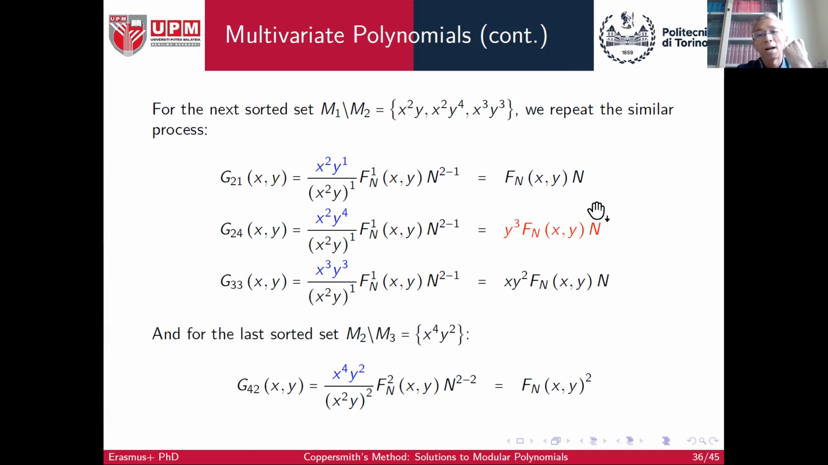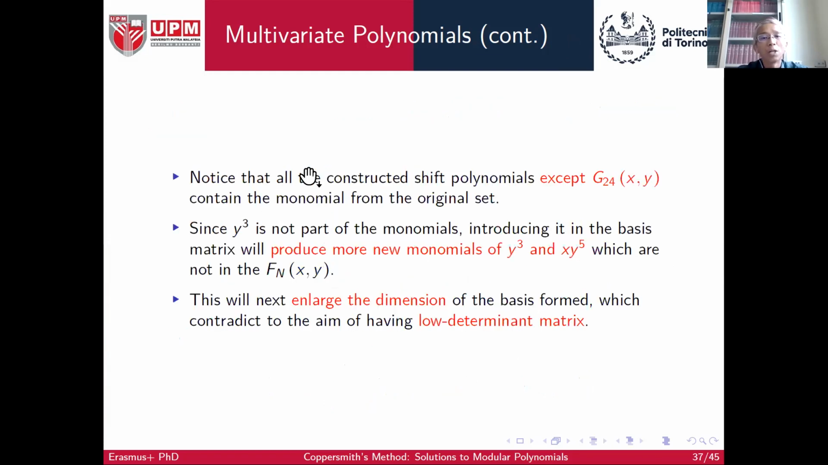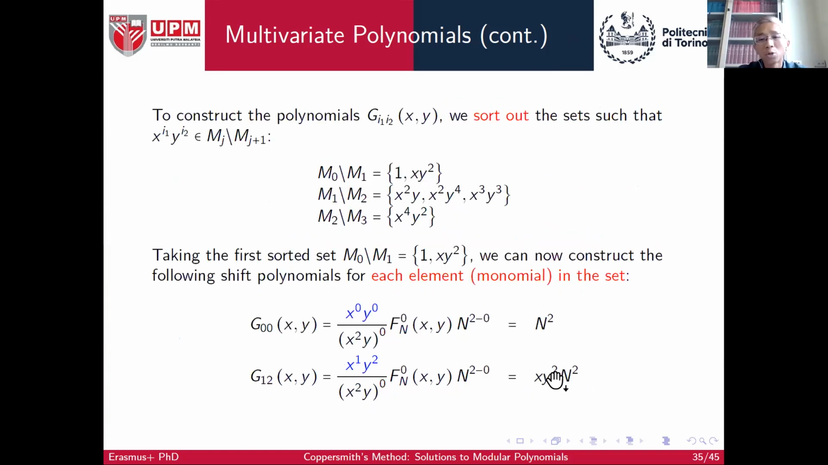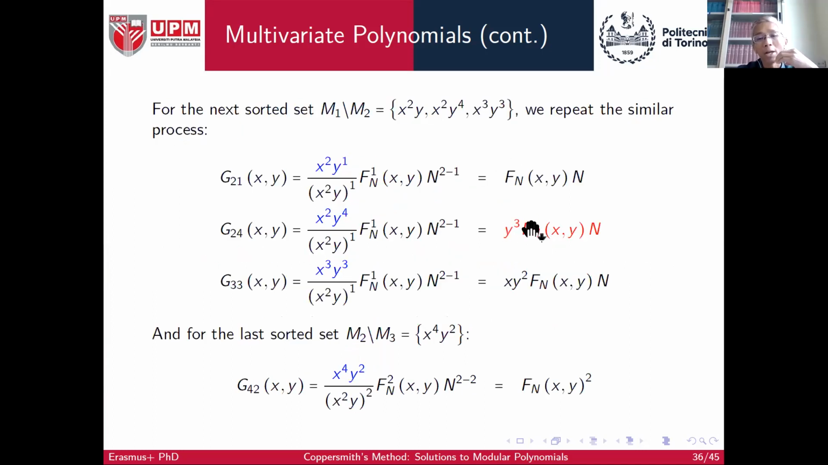And notice that I have highlighted here the one seemingly abnormal constructed Gx, which is y cubed fn over n. So y fn multiplied by n. Okay. So notice that all the constructed shift polynomials, except the one that I've highlighted just now, contain the monomials from the original set. And yes, indeed, if you look carefully, xy squared, these two monomials are also originally contained in the set, except y cubed.